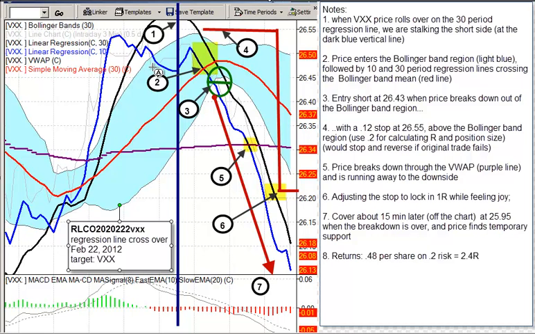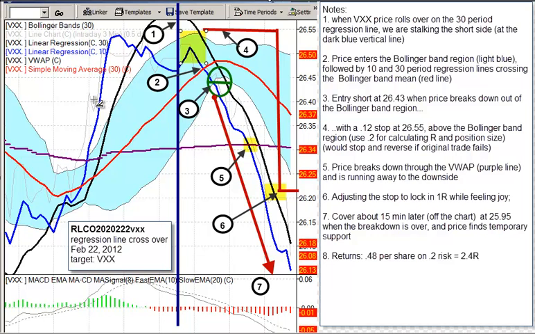Just a word on the chart setup here. We're using a 30-period Bollinger Bands on 3-minute charts. The Bollinger Band is the shaded light blue area. The median, or the mean of it, excuse me, is the solid red line. The 10-period regression line is the blue solid line. That's a pretty close proxy for price.